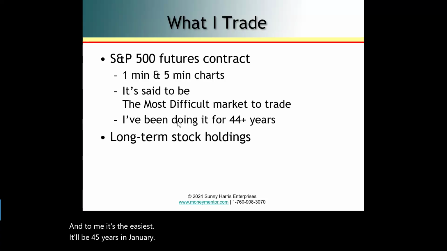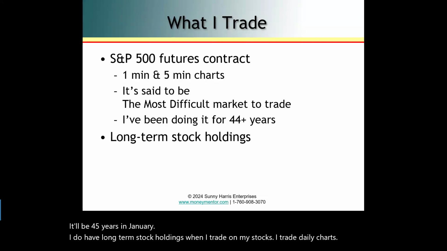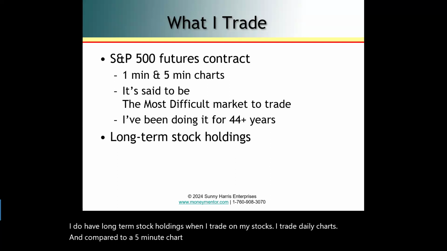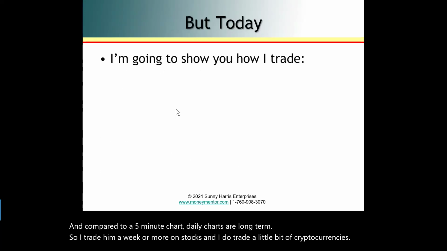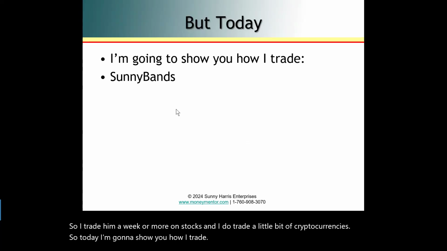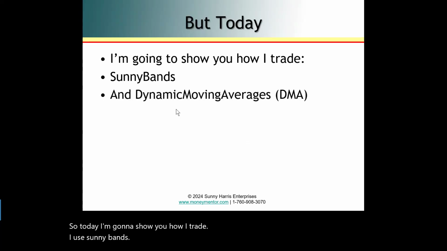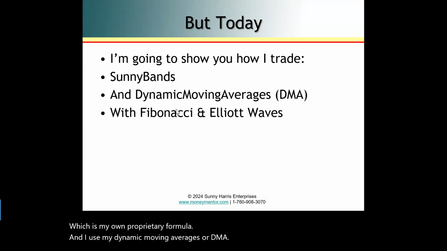I do have long-term stock holdings. When I trade stocks, I trade daily charts. And compared to a 5-minute chart, daily charts are long-term. So I trade a week or more on stocks, and I do trade a little bit of cryptocurrencies. So today I'm going to show you how I trade. I use SunnyBands, which is my own proprietary formula, and I use my dynamic moving averages, or DMA. And today I'm going to show you how I do it with Fibonacci and Elliott waves.